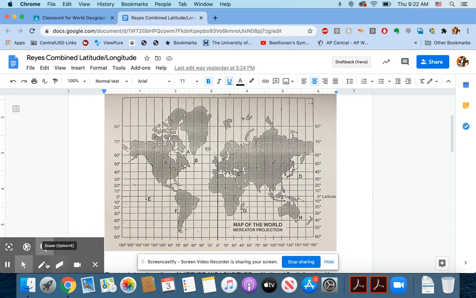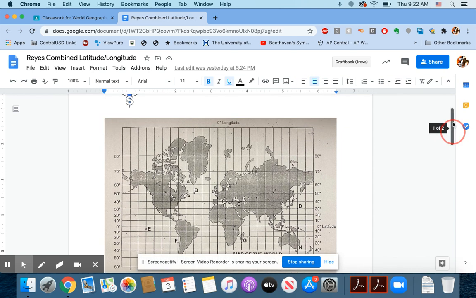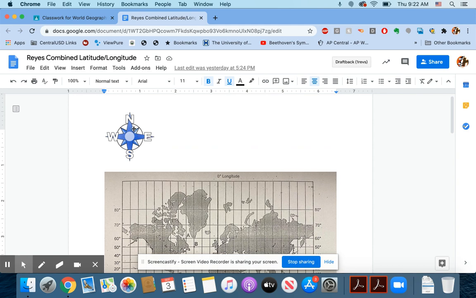Let me see if I can highlight this. The equator is here at 0 degrees. Any lines above the equator, see the 10, 20, 30, 40, 50? Those are these lines going across, and those are latitude lines. So you know if you're going above, think of your compass rose, which looks like this. Anything above 0 is north. Anything below 0 is south.